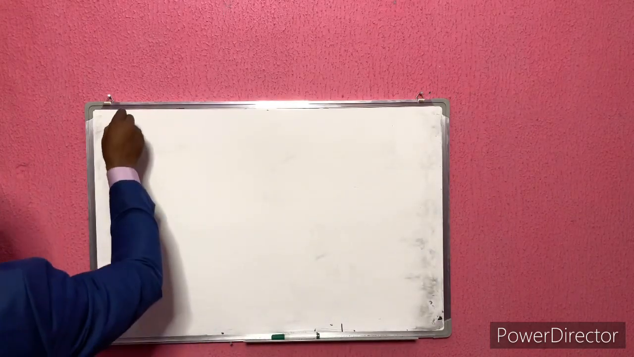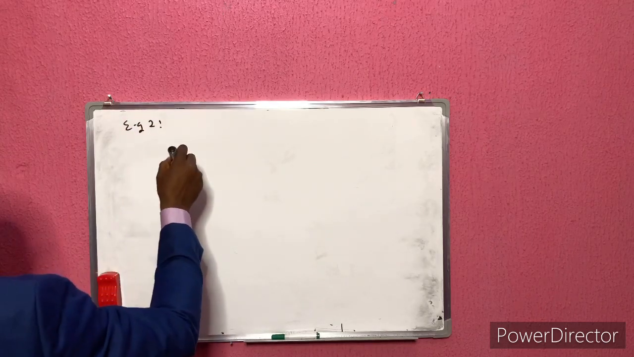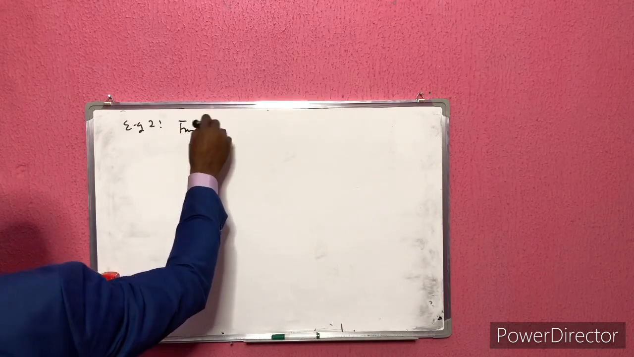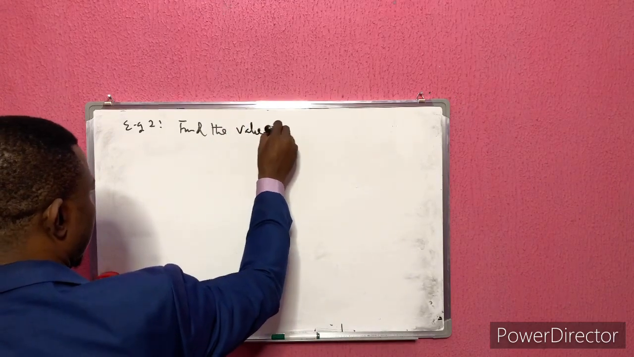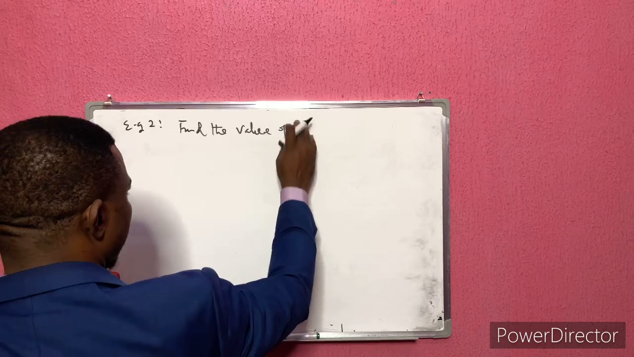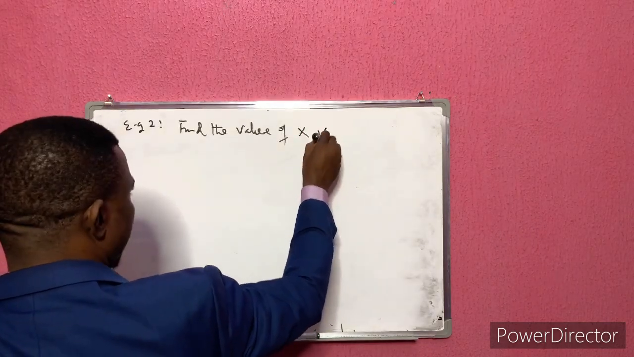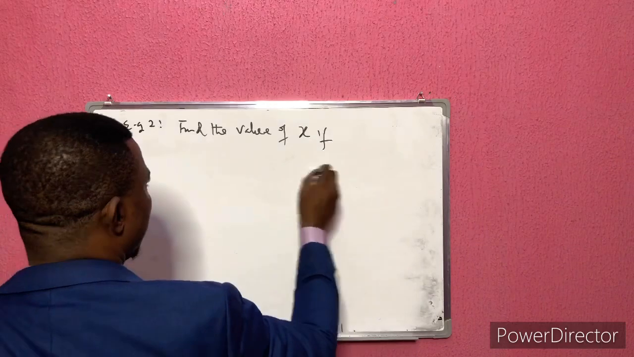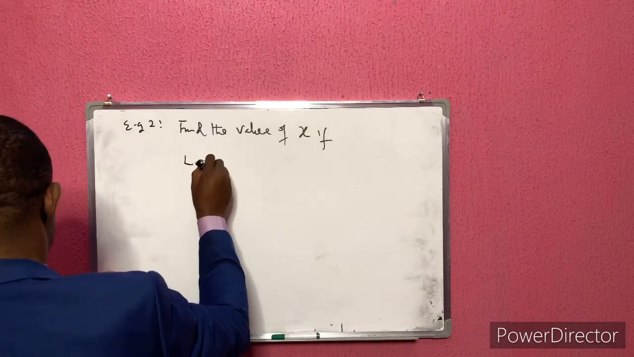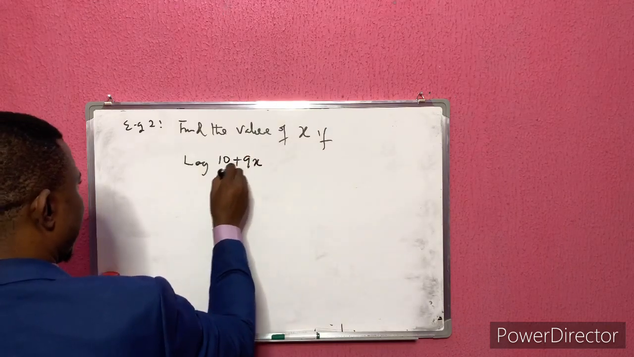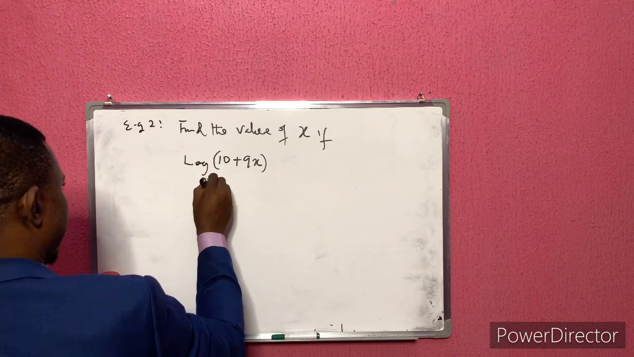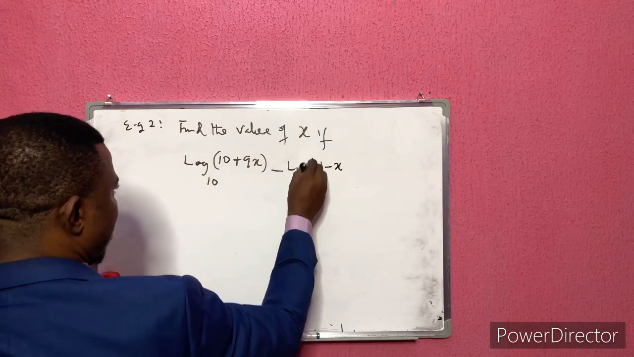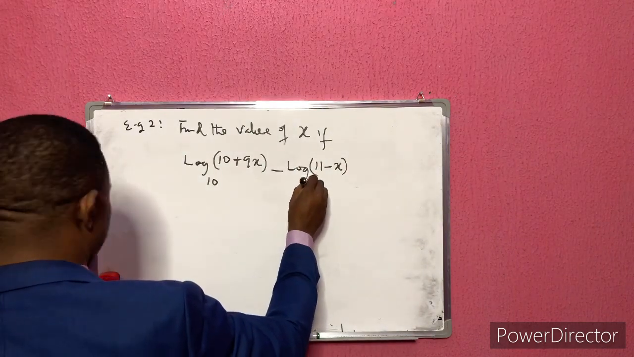Okay, example 2. Find the value of x if log 10 plus 9x base 10 minus log 11 minus x base 10 is equal to 2.